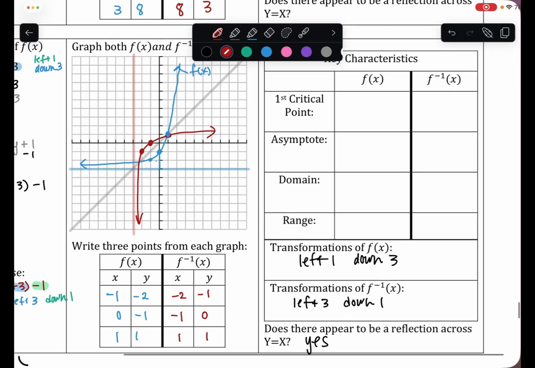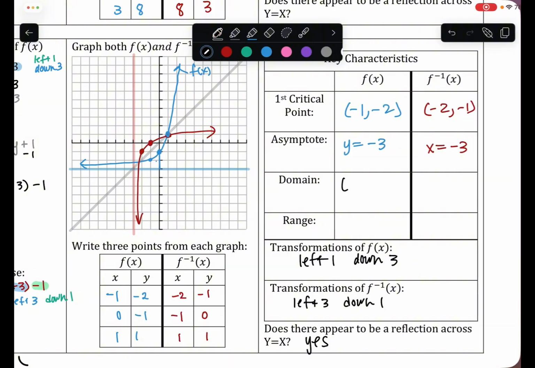And so for my first critical point, -1, -2. For my inverse, it was flipped, -2, -1. For the exponential function, the asymptote was down at y equals -3. For my inverse, it was shifted left to x equals -3. The domain of exponential is always all real numbers.